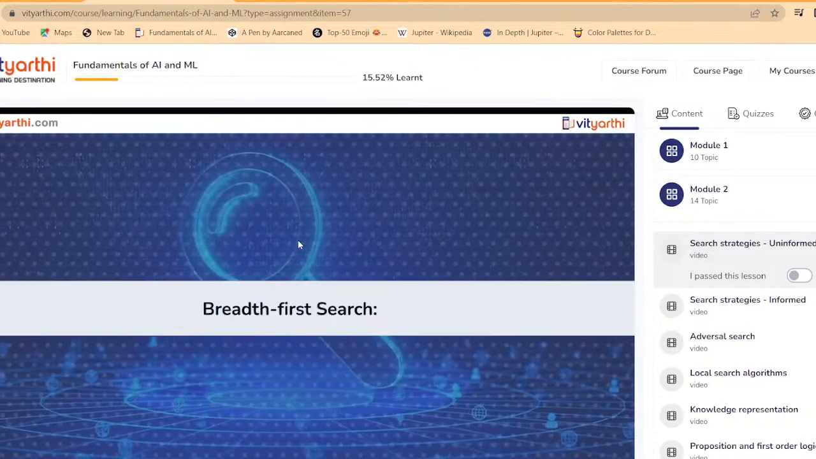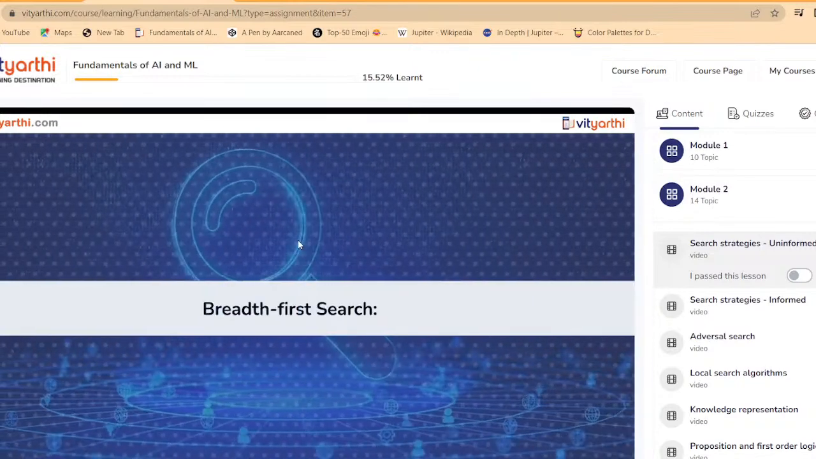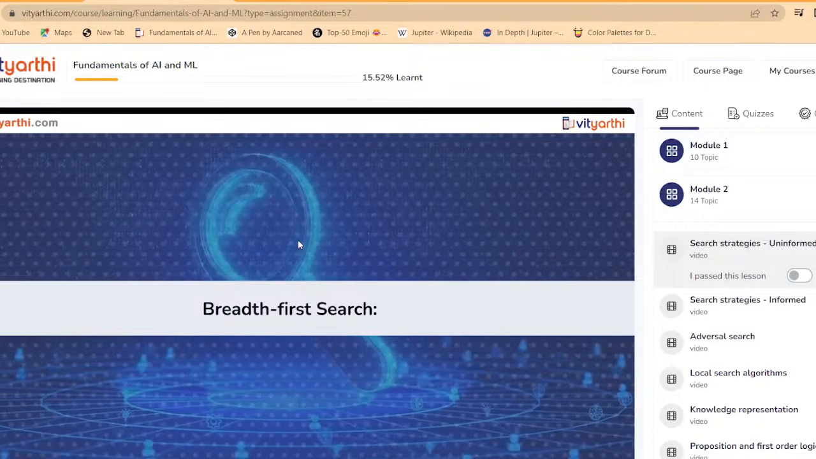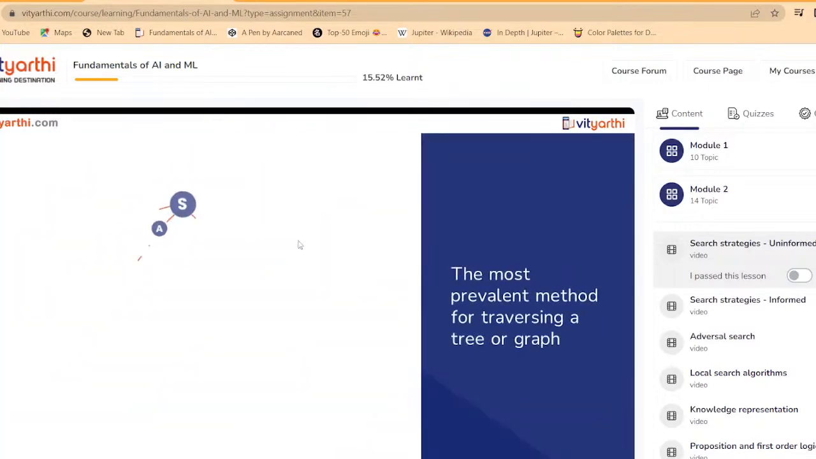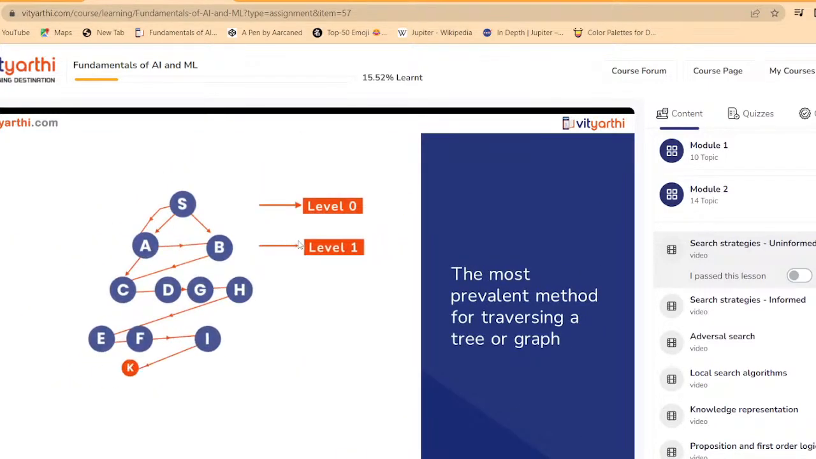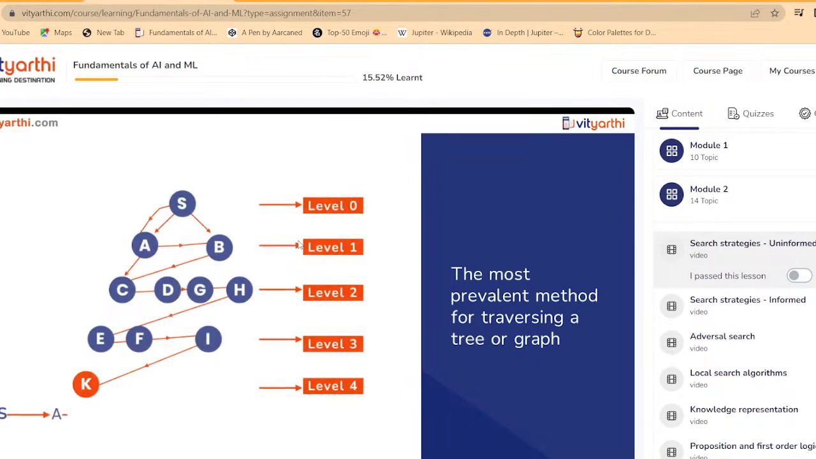We will discuss these search algorithms one by one. First, we will see the breadth first search. Breadth first search is the most powerful method for traversing a tree or graph. This algorithm searches a tree or a graph in a breadth first manner. Hence the name is breadth first search.